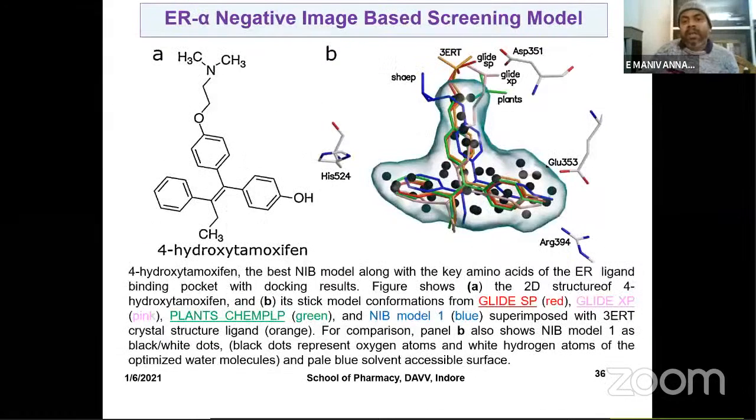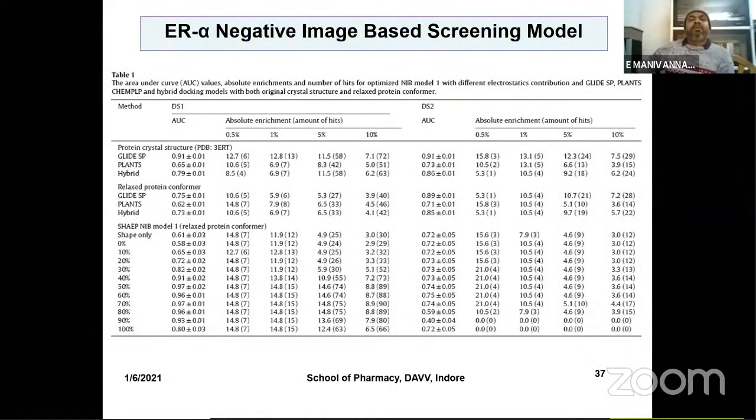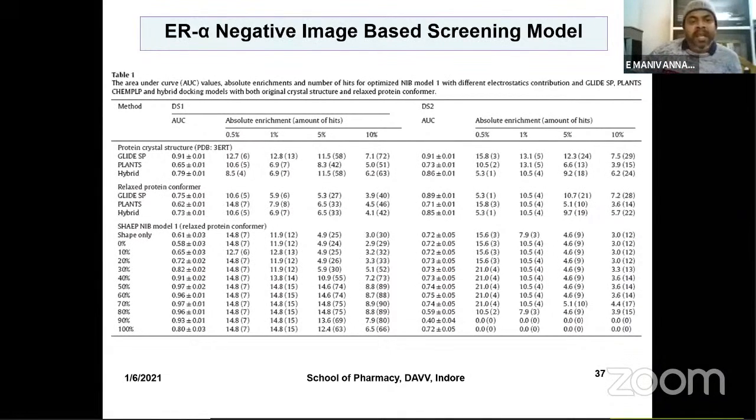Okay, before that we will see the ligand binding pocket. So this is the negative image of the 3ERT protein, where the blue color shows the shape based cavity, in which 4-hydroxytamoxifen is bound in this ligand binding cavity. This shows the binding poses of different programs, that is Glide SP, Glide XP, ShapeSearch, and then PLANTS. So this will show the performance of our negative image based screening model.